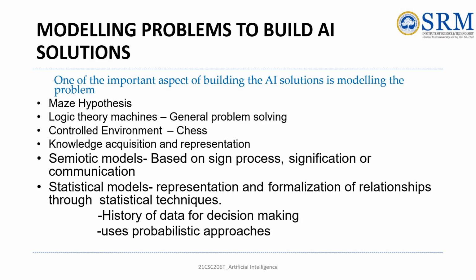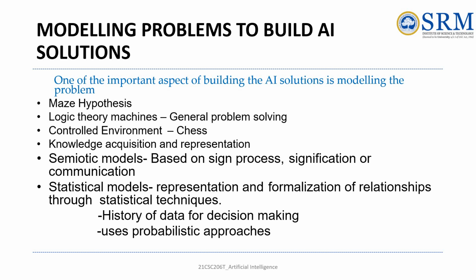Let's begin with the big question, why is modeling important in AI? Imagine you want a robot to navigate a building. How do you express the task in a way a machine can understand? That translation from the real world to a machine-understandable representation is what is called modeling.